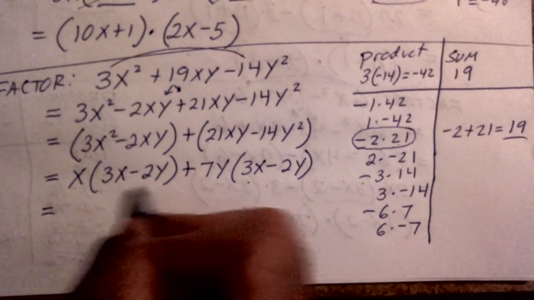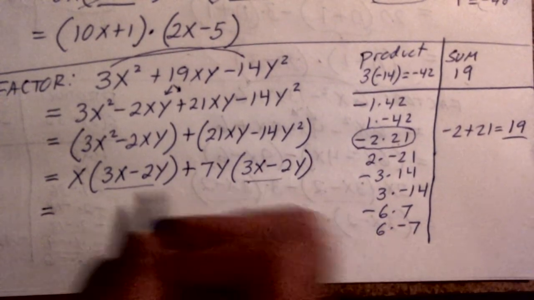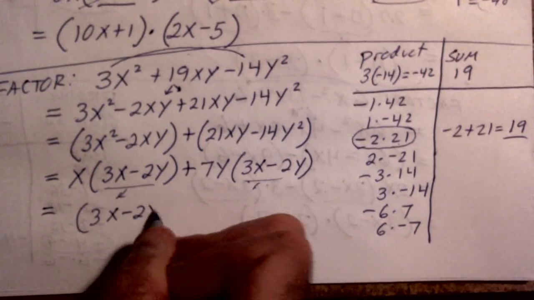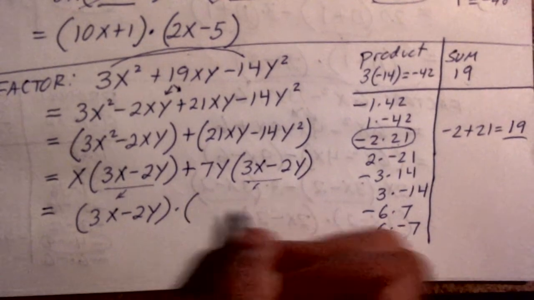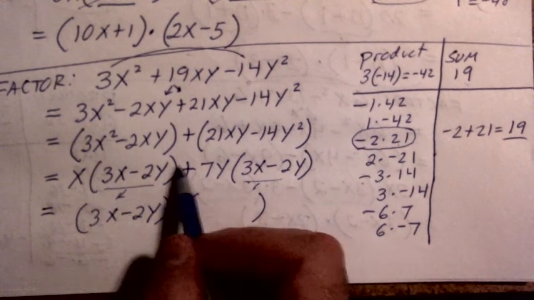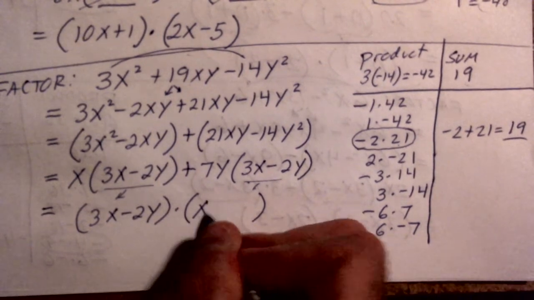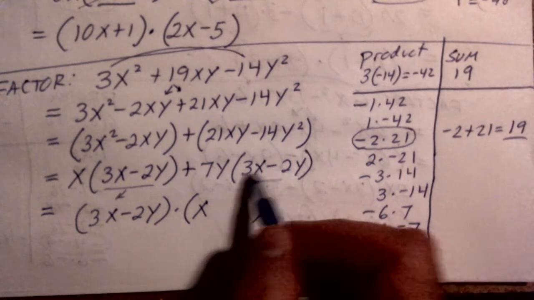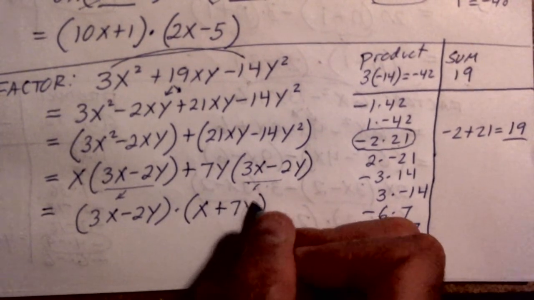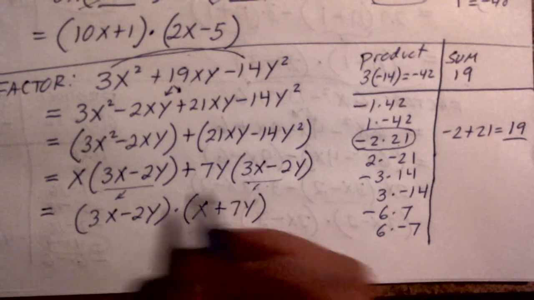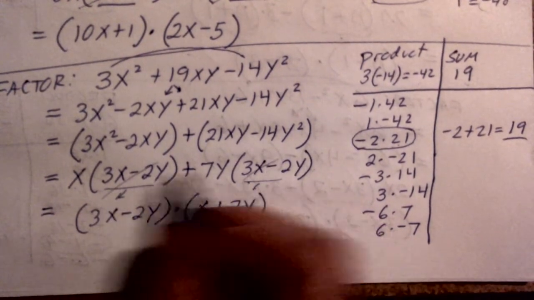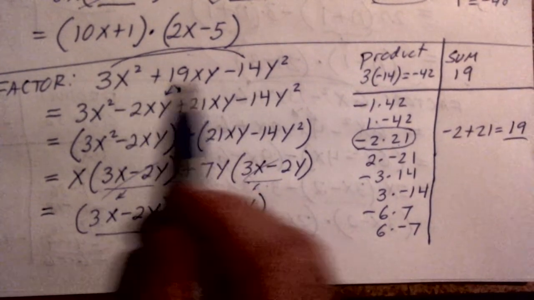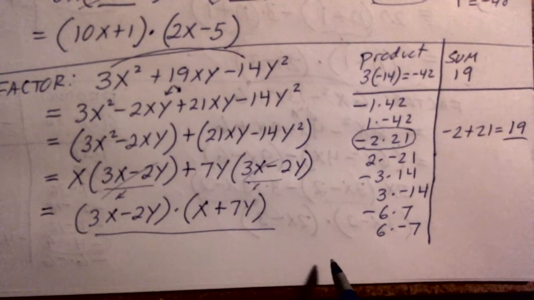Notice we have a common binomial factor of 3x minus 2y that can be factored out of both these terms, and there is the 3x minus 2y times what do we leave behind? When we factor the 3x minus 2y out of the first term, we leave behind x. And when we factor it out of the second term here, we leave behind plus 7y. And there you go, les amis. This would be the factorization of this difficult trinomial here, once again illustrating the grouping method.